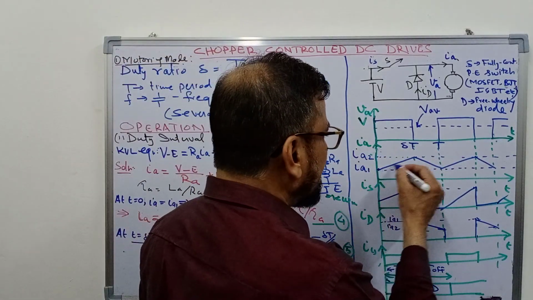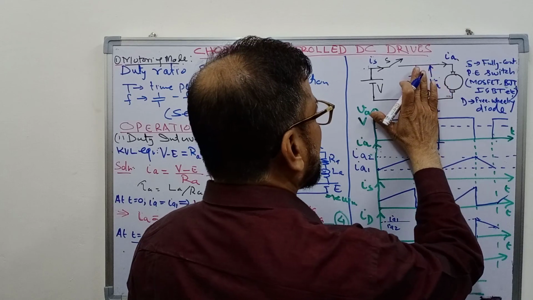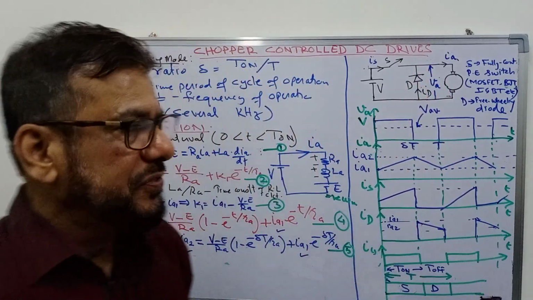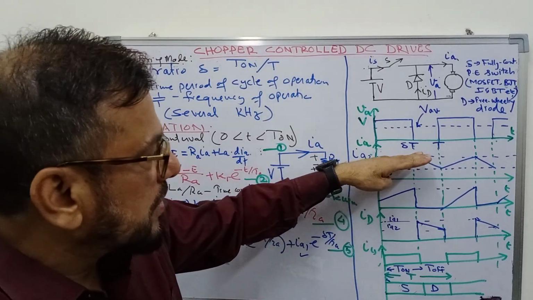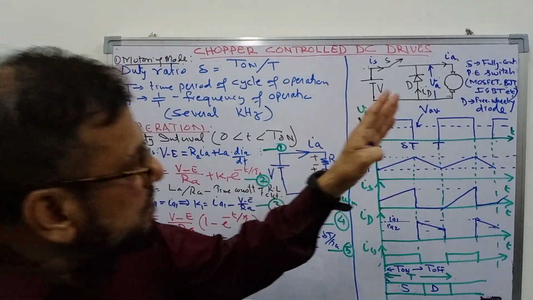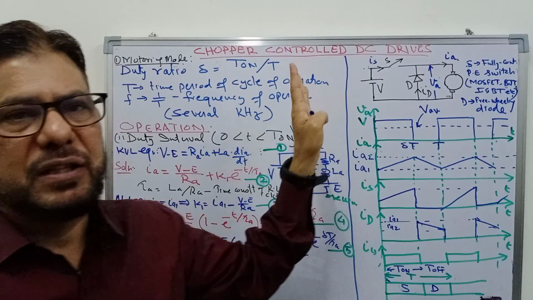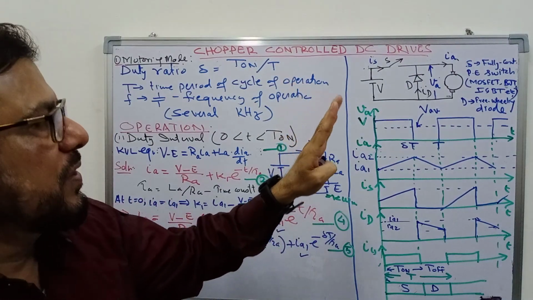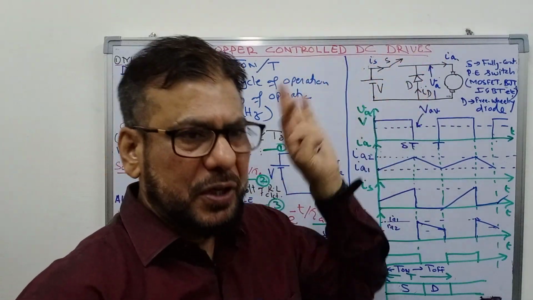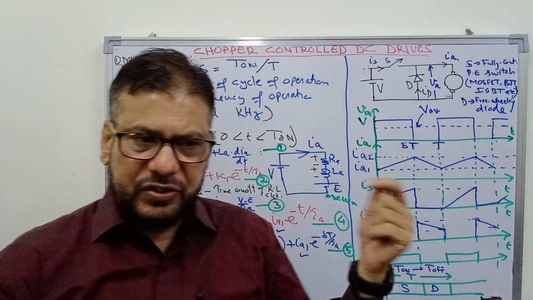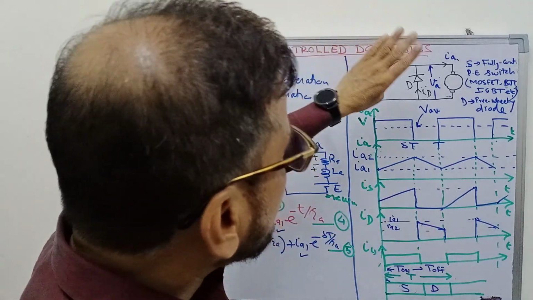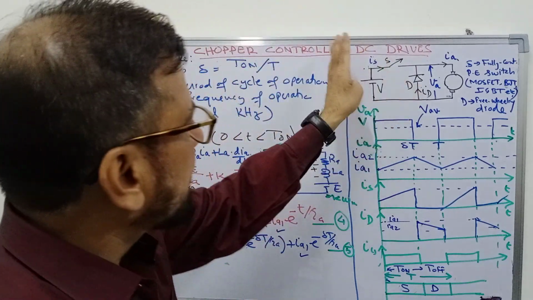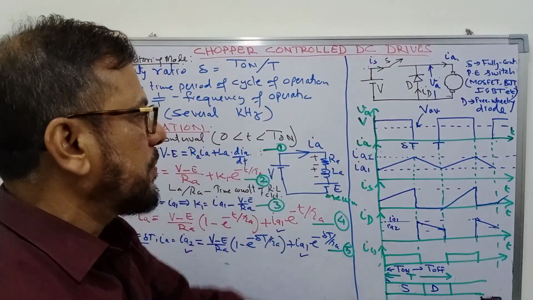So during this interval, what happens? The diode is not in the picture, the diode is in the off state, and the current rises from IA1 to a certain value IA2 when we remove the signal from the switch S. As it is a fully controlled device, as soon as we remove the signal, it will go into the off state or the blocking state. So current cannot flow through this switch now.